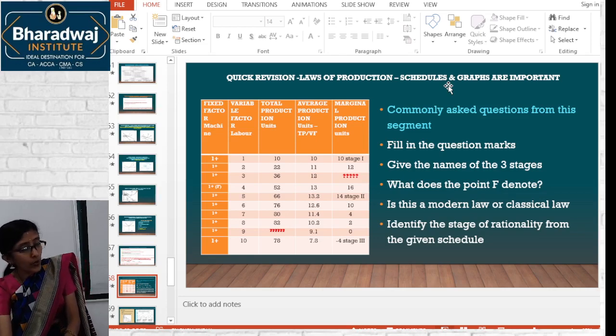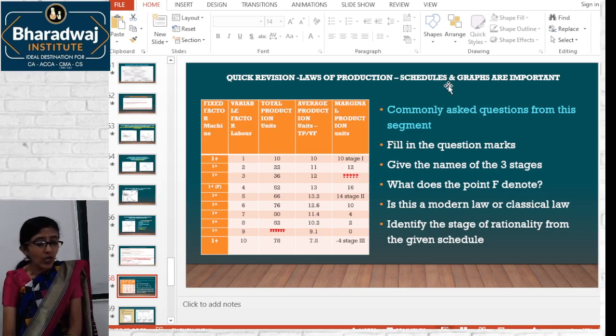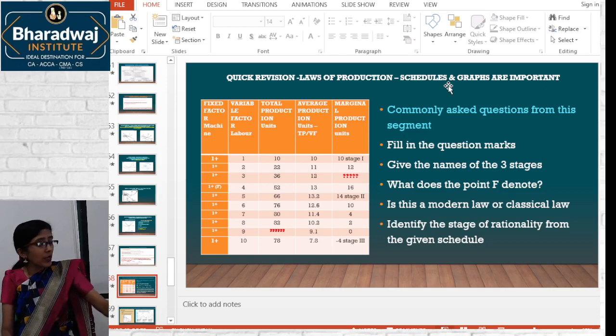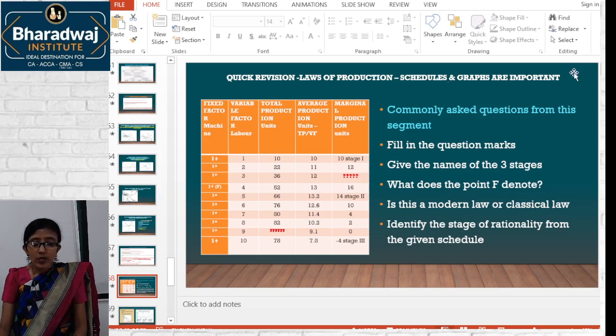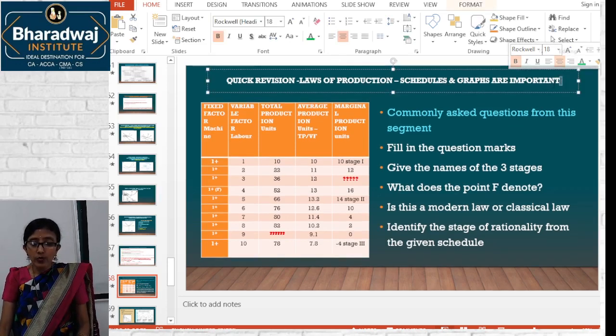So, commonly asked questions from the graphical segment. Fill in the question mark. Give the names of the three stages. What does point F denote? Is this a modern law or a classical law? Identify the stage of rationality from the given schedule. So by the way, among the three major laws, what does this graph pertain to? Which law of production? First answer that and let's move on.